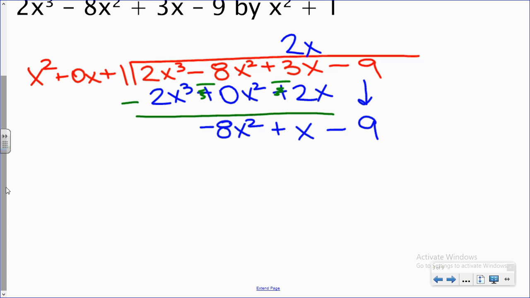You always want the same number of terms on this next step as you do in your divisor, so we brought down that minus 9. So we have 3 terms to work with, like our divisor. x squared times what is negative 8x squared? Negative 8.